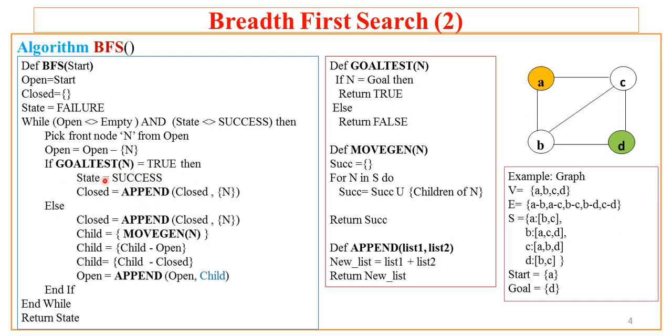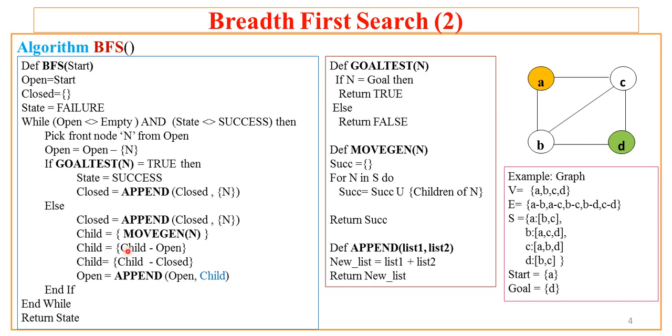For example, if the goal is reached, then you change the status to success, that means the goal has been achieved or the goal node is found, and then whatever node you have found as the goal node is appended to the closed. Otherwise, in the else part you append the current node to the existing closed, and then as the given node is not the goal node, you call the moveGen function, and this moveGen function will generate the child nodes of the given node.